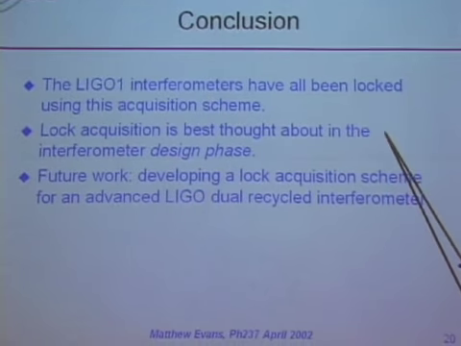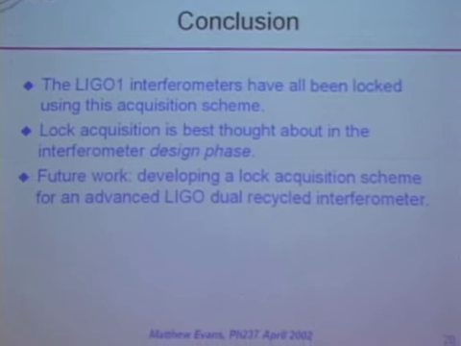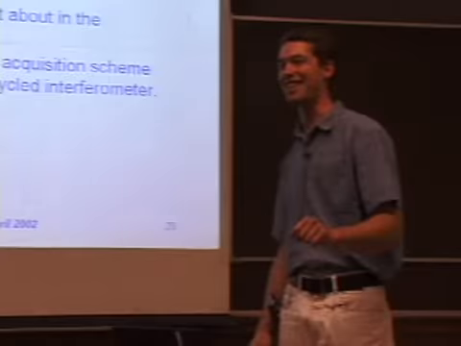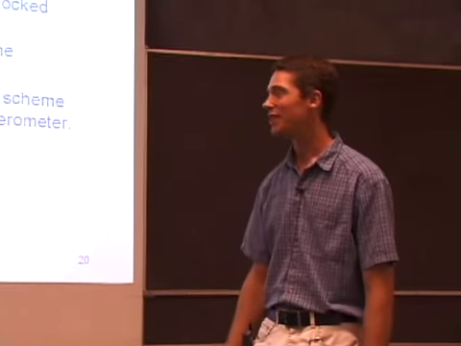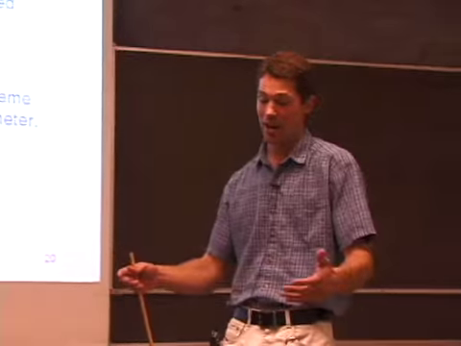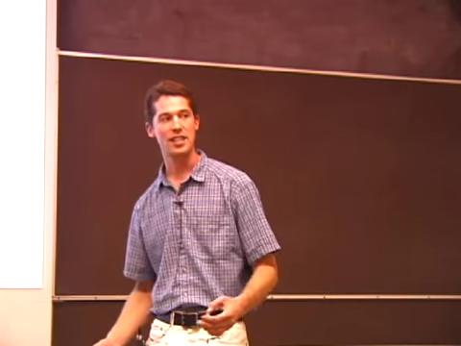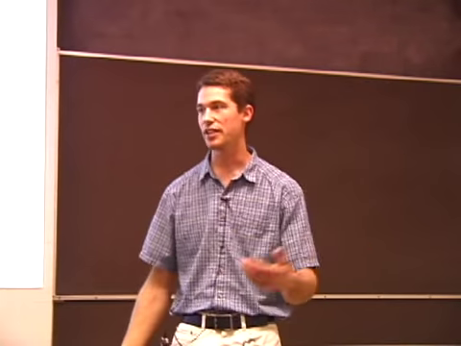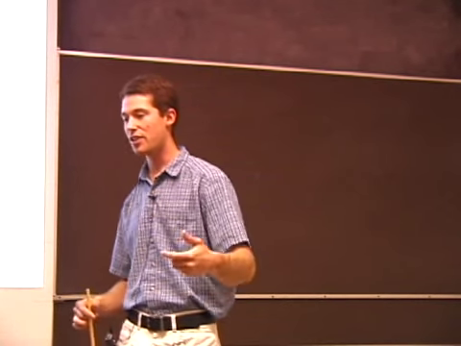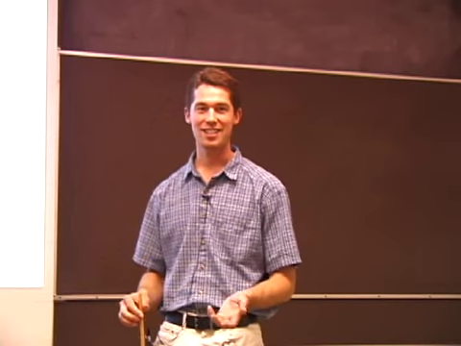So that's great. Lock acquisition is best thought about in the design phase. This is something I say every time, and I kind of feel like I'm harping on the people who made the interferometer. It's because when it came time to show up at the site and make it work, people hadn't really thought about lock acquisition. This is sort of a historical thing. People build an interferometer, and they think that the experimentalists at the site will figure out how to make it lock. And I think that's fine.